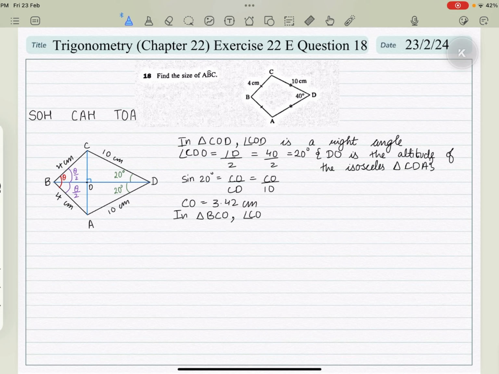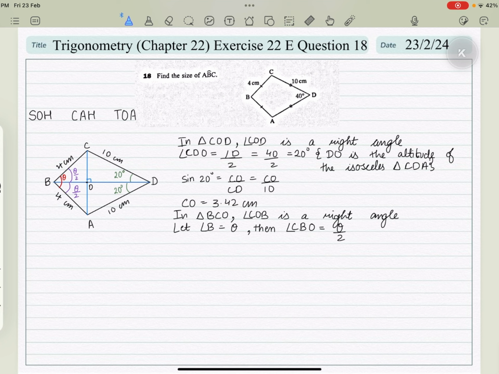Once we know that, we can move on to triangle BCO, and we can say in triangle BCO, angle COB is a right angle. Now again, once we have established that it is a right angle, we can use trigonometry here, and we can say let angle B be theta. Then angle CBO is equal to theta by 2 because of the same reason as stated above. And of course the altitude is different, BO, and the triangle is different.